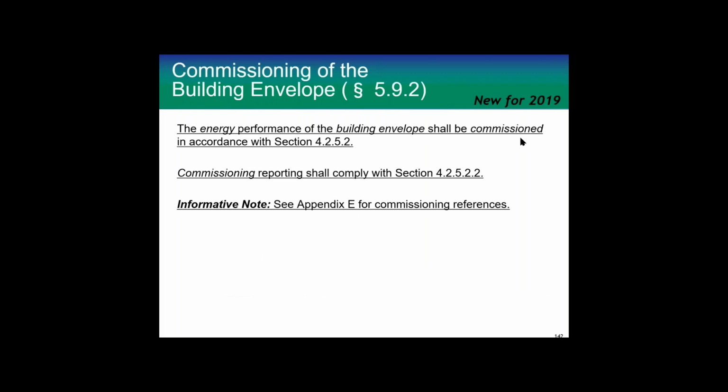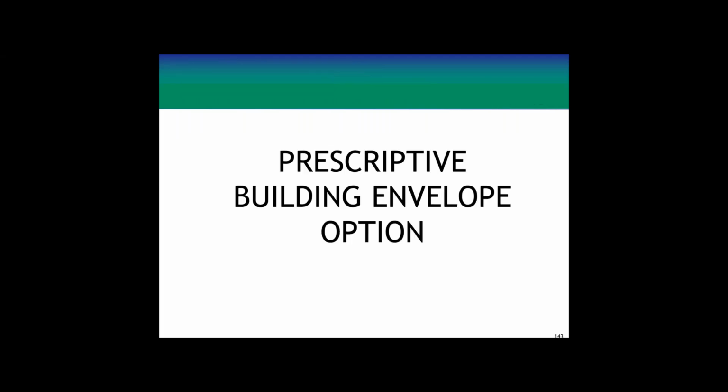Commissioning of the building envelope. The building envelope shall be commissioned, and the commissioning report shall comply. Now that goes back to that compliance section 4, but it picks up here in 5.9.2, and you can go to Appendix E for some of the references. Remember, that's the one that's an informative commissioning section, not part of the code, but it is a good reference. So, you think of commissioning as being mechanical systems and controls, but it's also envelopes and lighting.